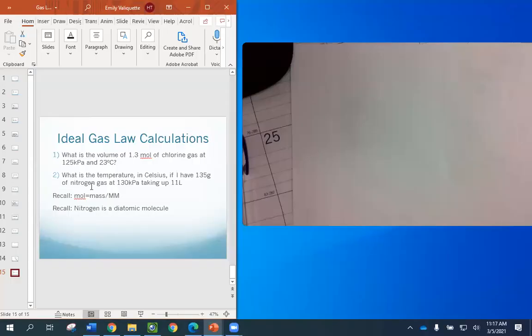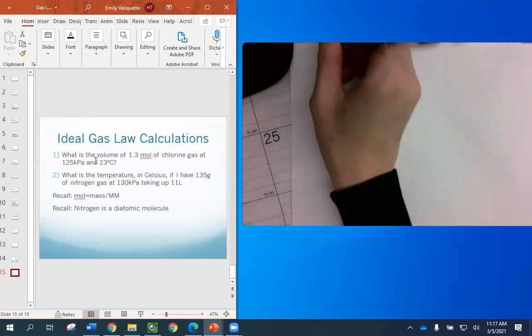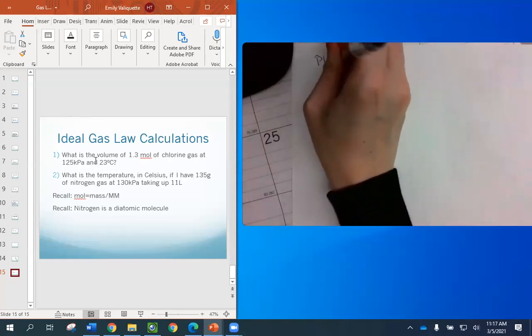Okay, we're actually going to work through question number 2 together because it's the trickier one. And then I'll let you guys try number 1, which is definitely an easier question. So I'll start with my formula, PV equals nRT.